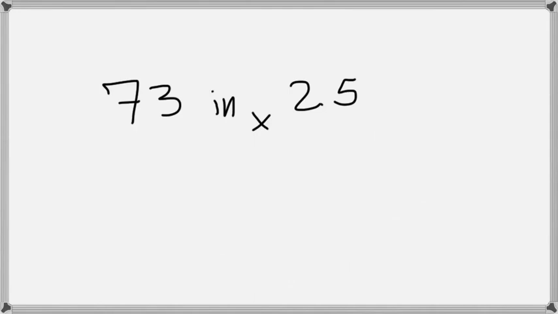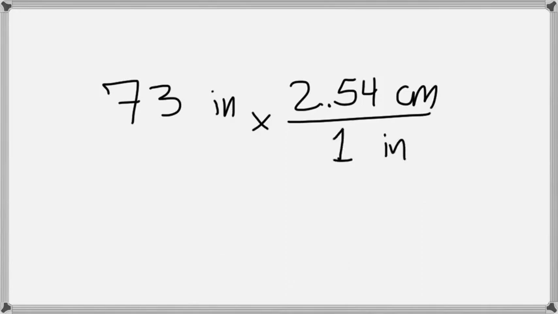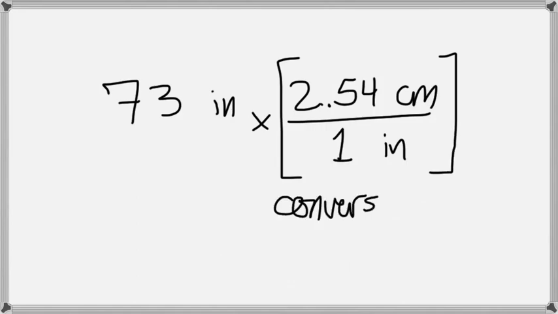Hold up, you're saying, I didn't multiply 73 inches by 2.54 centimeters over 1 inch. I multiplied it by 2.54 centimeters. Well, actually you did. You didn't know it, but you did multiply it by 2.54 centimeters over 1 inch. In other words, you multiplied your original measurement by a conversion factor. This is a conversion factor.